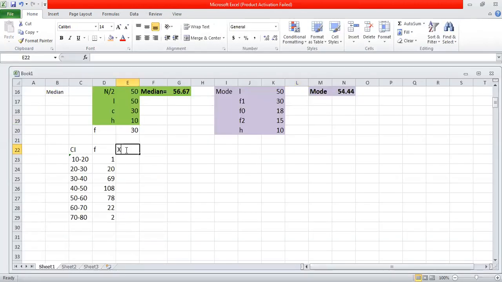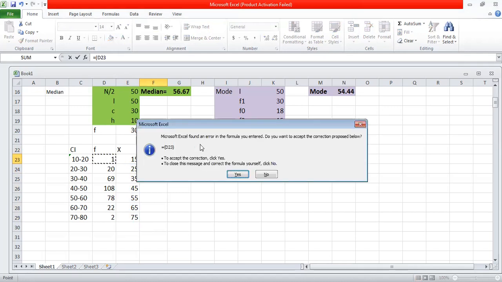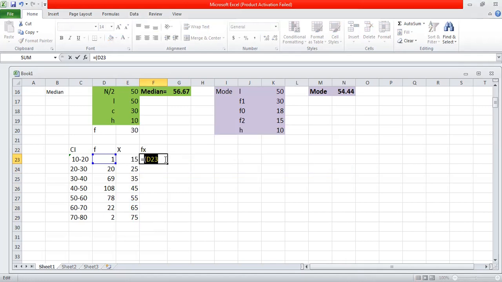So first we want the x values. What are the x values? These are the mid values. So calculate 15, 25. I'll just drag all the mid values. Next, f into x. What is the f into x formula? Equals to, open the bracket, f into x value. Now I'll drag these values. I'll get f into x.